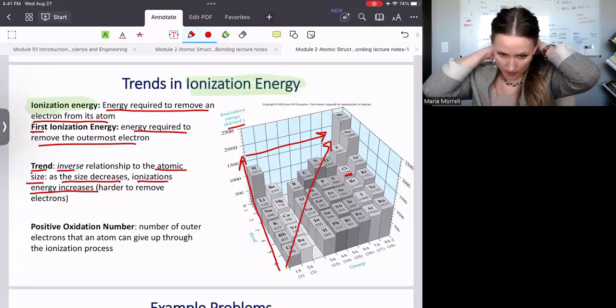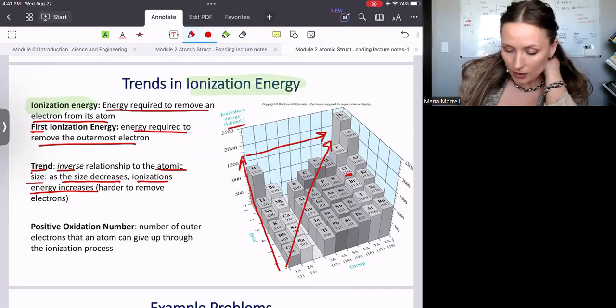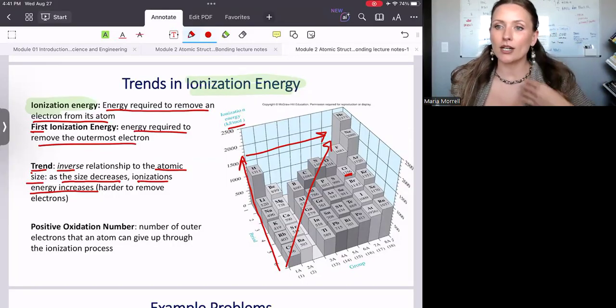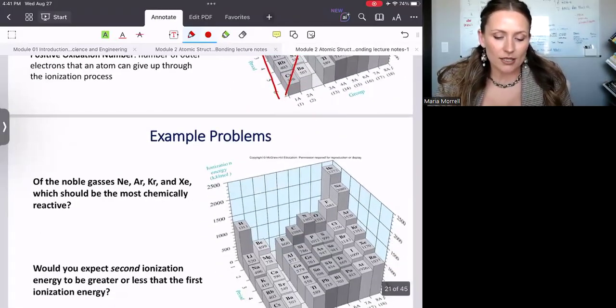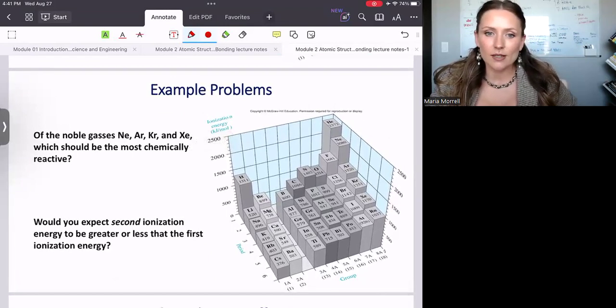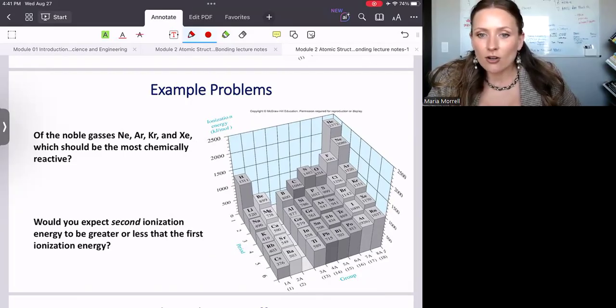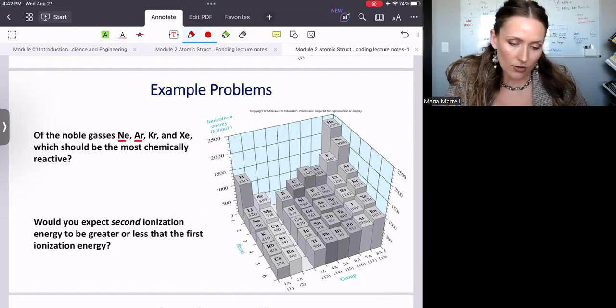Sometimes there are a few exceptions, and perhaps within this course we'll actually encounter those. Now, perhaps it is time for us to solve a few example problems, okay? They are very, very easy. Question number 1. Of the noble gases, neon, argon, krypton, and xenon. Okay, neon, argon, krypton, and xenon.